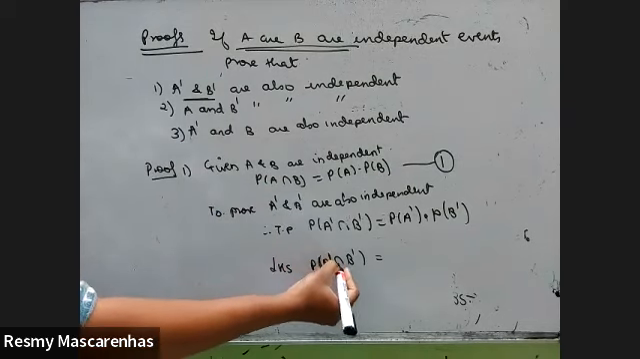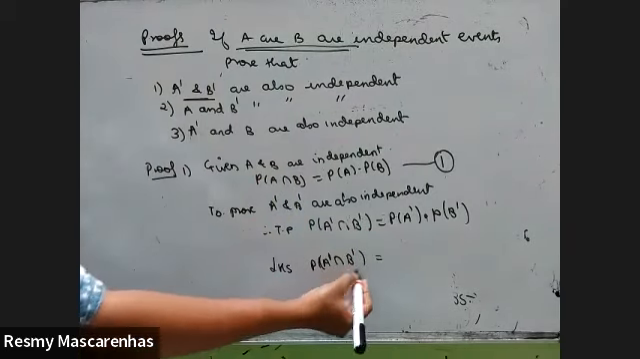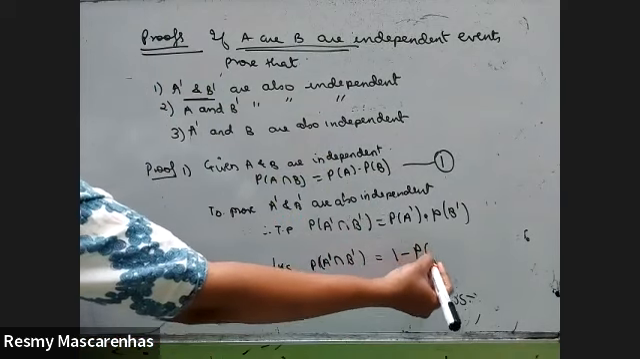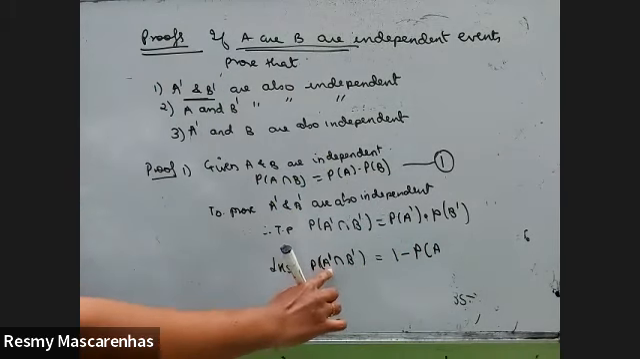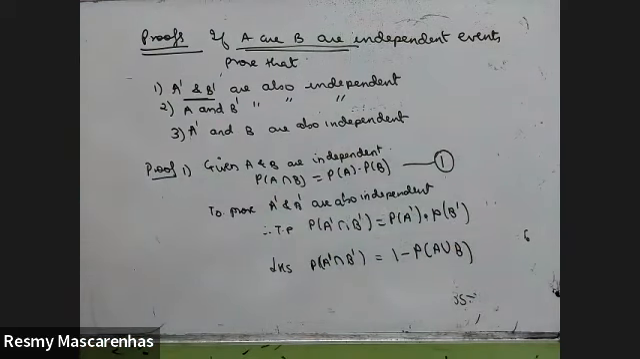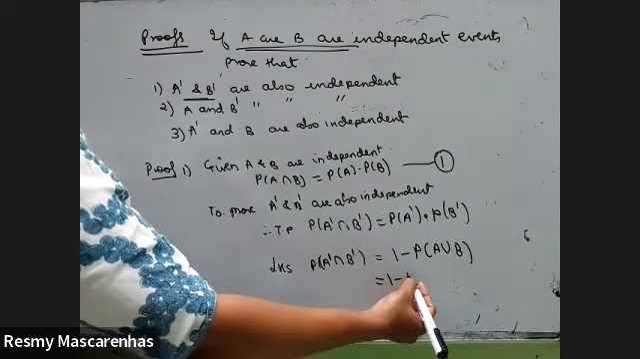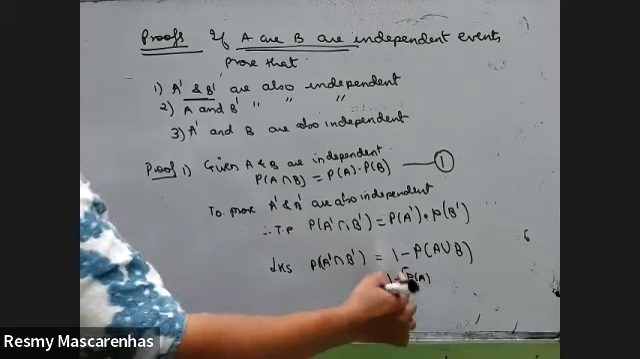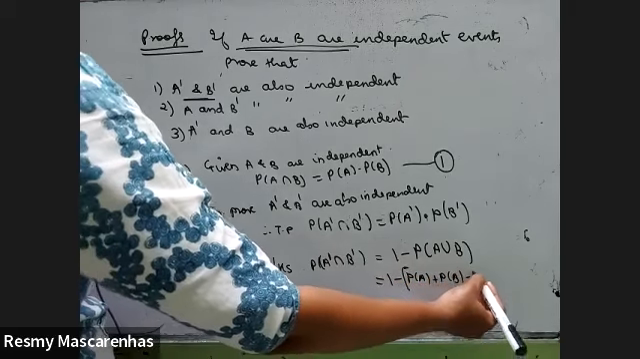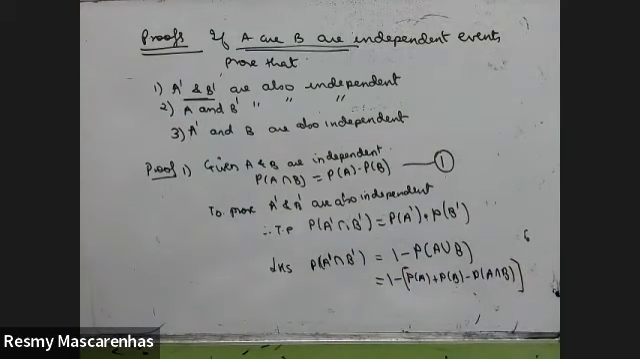P of A dash intersection B dash. This formula I've already given is always 1 minus. You know that this intersection will become union. Now you know what is the P of A union B formula. P of A union B is nothing but P of A plus P of B minus P of A intersection B. Now open up the bracket.